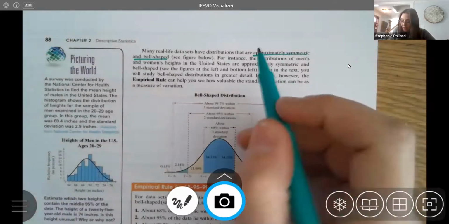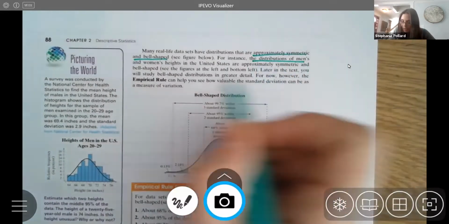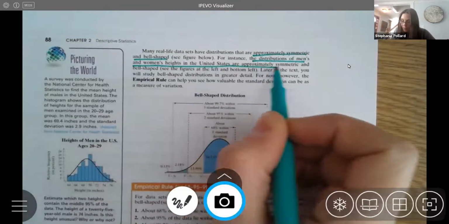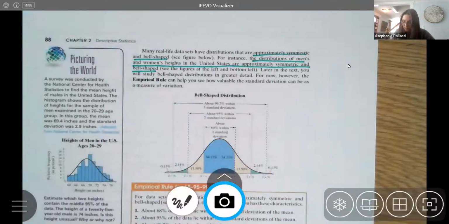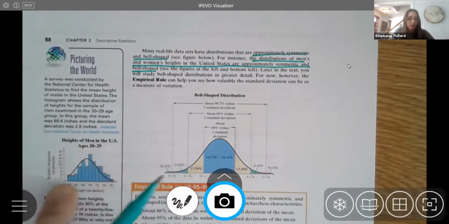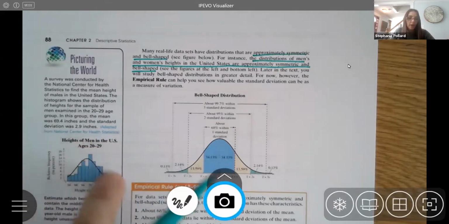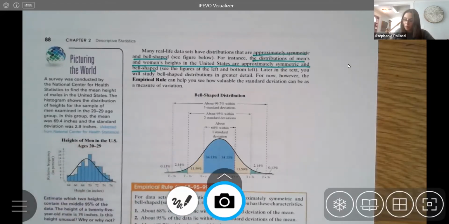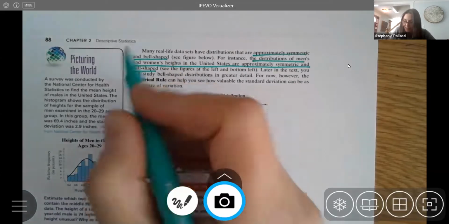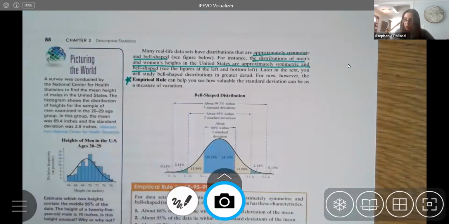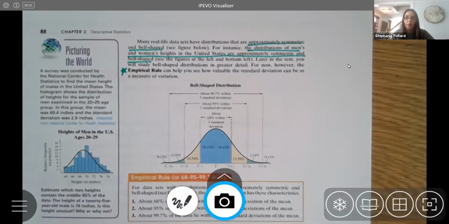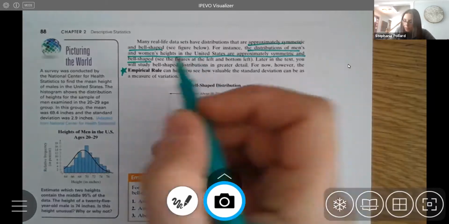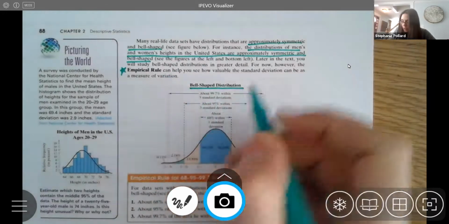And like they say here, the distribution of men's and women's heights in the US is one example. So they're approximately symmetric and bell-shaped. And you can see the examples here. So this is actually the data, and they're showing you that you get about this bell-shaped curve when we graph it. Now, when we have bell-shaped data, we have something called the empirical rule that is extremely helpful and tells us more about how to interpret standard deviations. But this is only true for bell-shaped data.